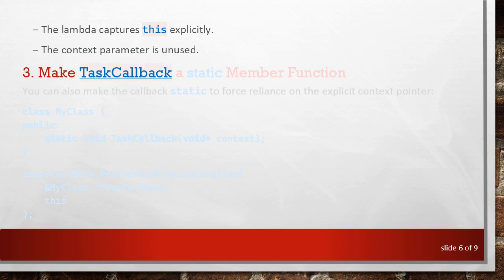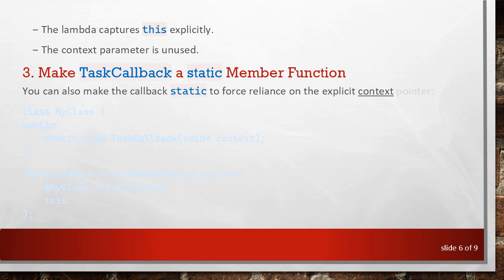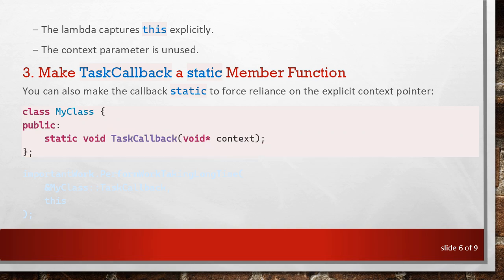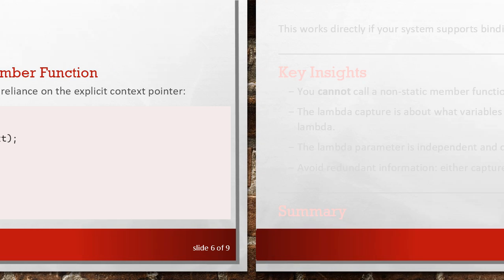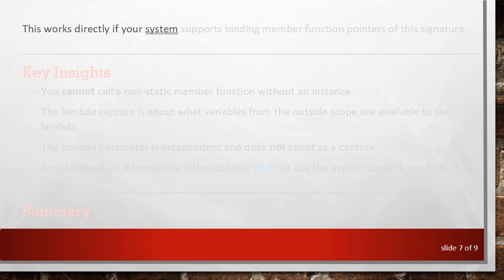3. Make the task callback a static member function. You can also make the callback static to force reliance on the explicit context pointer. This works directly if your system supports binding member function pointers of the signature.